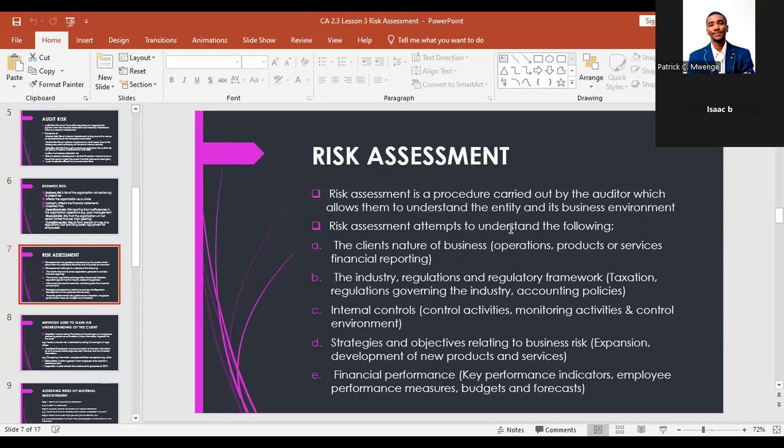Then also financial performance. We need to know the financial performance. What are the key performance indicators, the KPIs? What are the key critical success factors of the company? What are the budgets? How much did the company budget to make next year? What are the forecasts? So once we understand the forecasts and the budgets, then we can assess and analyze where we can focus our energies in terms of auditing the client and its business.